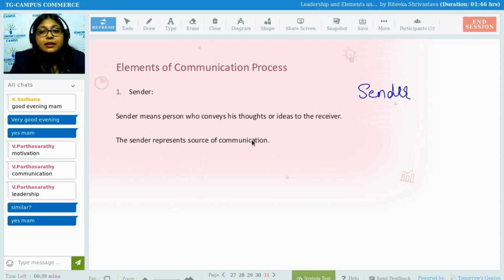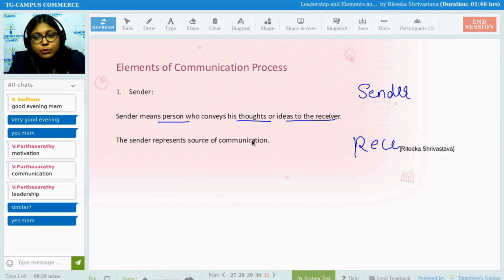The one who is going to send its ideas, thoughts, opinions, feelings, and such, is called the sender. So in the elements of the communication process, the first one is the sender. Sender means the person who conveys his thoughts or ideas to the receiver. Receiver is the one who is going to receive.